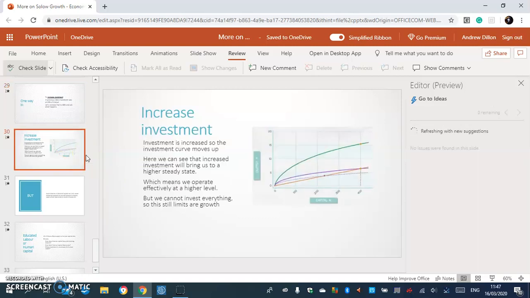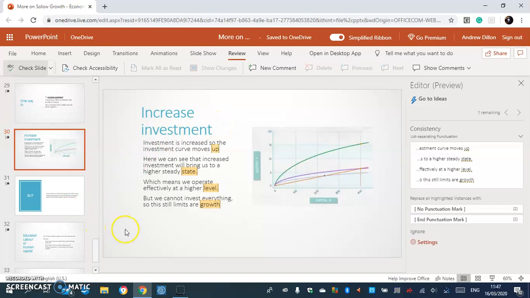The increase investment slide is the most interesting one I learned in this presentation: increasing the investment.